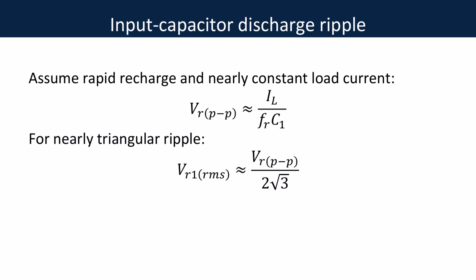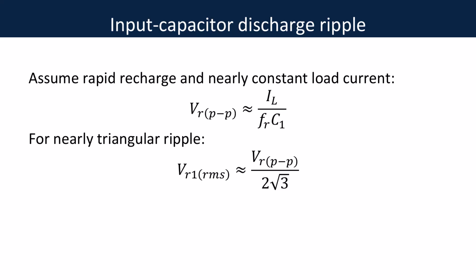From I equals C delta V over delta T, the peak-to-peak voltage change is approximately I sub L divided by f times C1. If the small ripple is treated as triangular or sawtooth, its RMS value is the peak-to-peak value divided by 2√3.